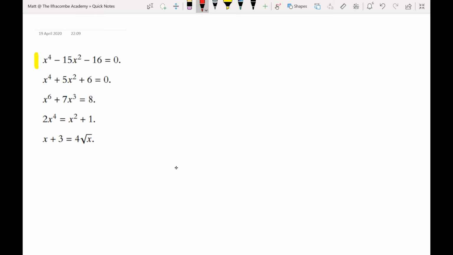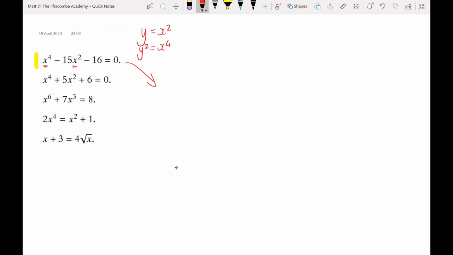I can't help noticing that when it's lined up like this, where the powers of x are getting smaller, this here is this squared. x to the power of 4 is x squared squared. So here's what I'm going to do. I'm going to make x squared equal to y, and that means that x to the power of 4 is y squared, and I'm going to rewrite this problem making that substitution.